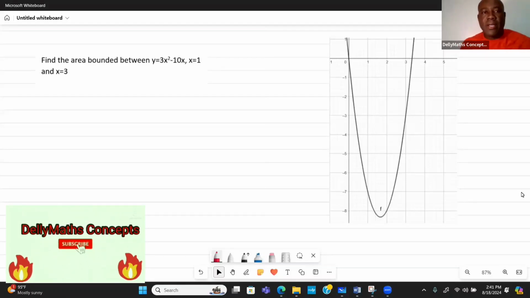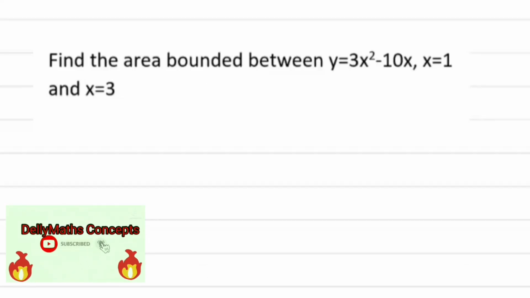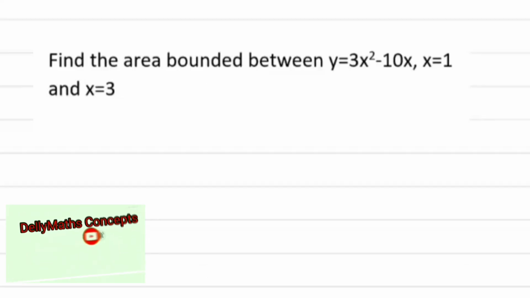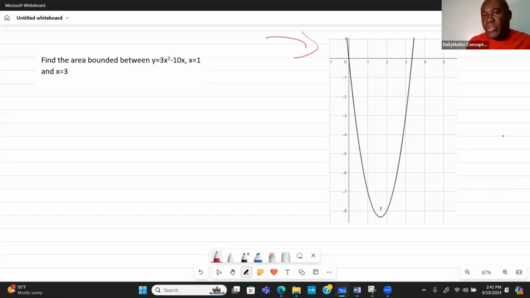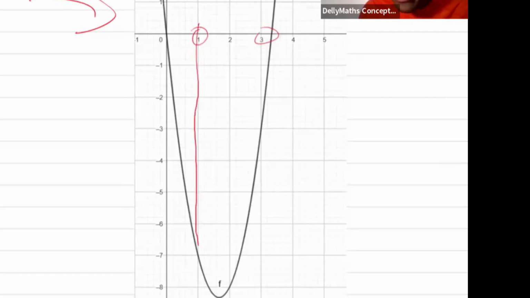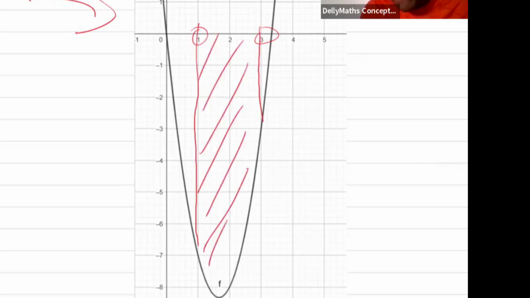Back to the dilemma's concepts. It says find the area bounded between y is equal to 3x squared minus 10x and x equal 1, x equal 3. So here's a quick diagram representing the idea. What we really want to find is the area bounded between right here and here. So we want to know this, right?